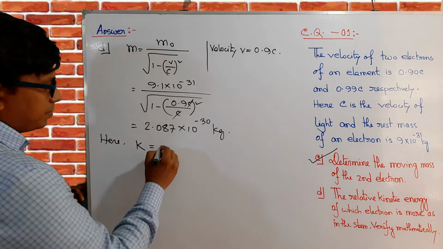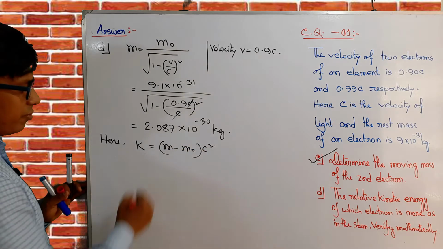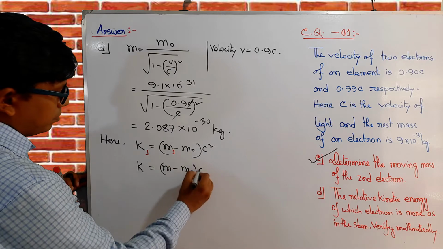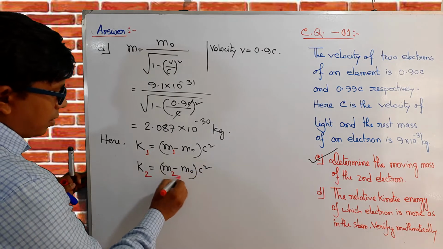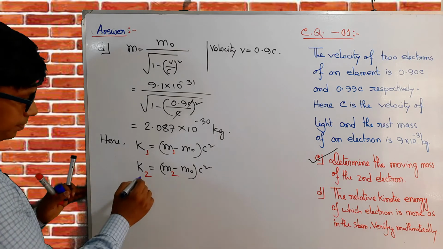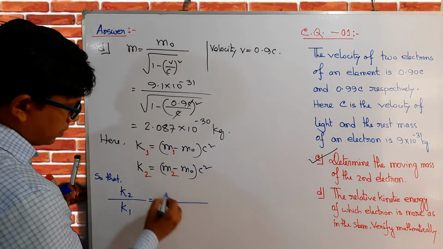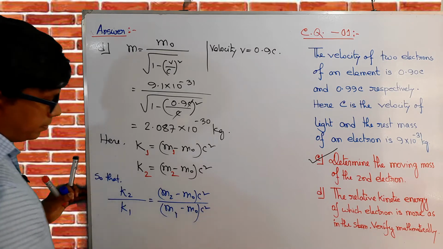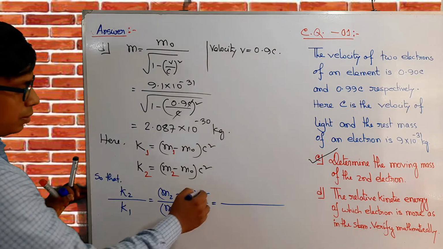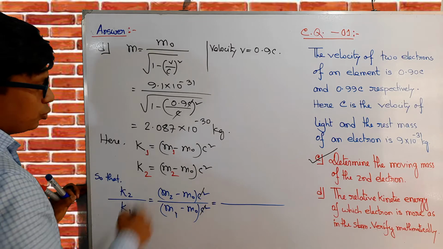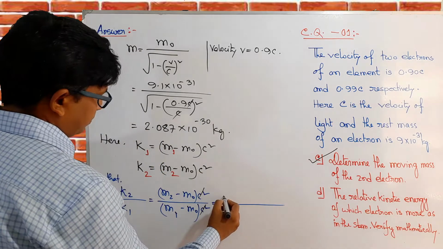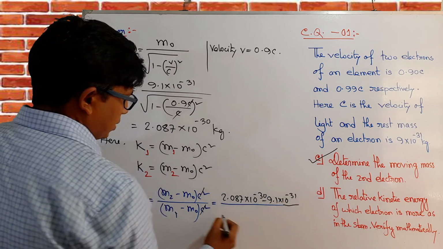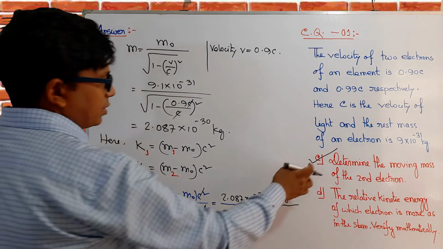Kinetic energy as per the theory of relativity is (m minus m naught) c square. For the first electron, we have k1 and m1, and for the second electron we can choose k2, equal to (m2 minus m naught) c square over (m1 minus m naught) c square. We can omit the c squared. m2 is the moving mass of the second electron, 2.087 into 10 to the power minus 30, m naught is 9.1 into 10 to the power minus 31, and m1 is the moving mass of the first electron, which we already determined.